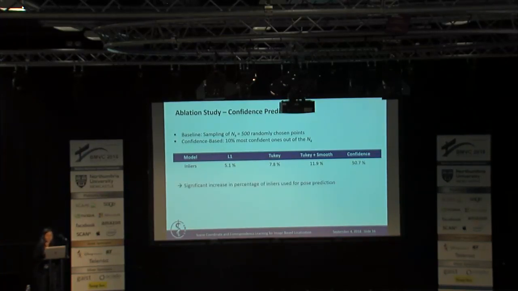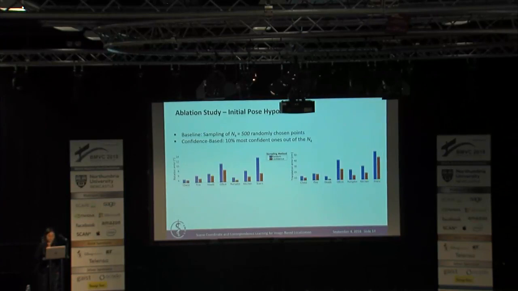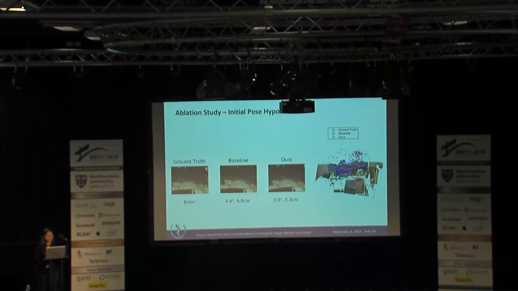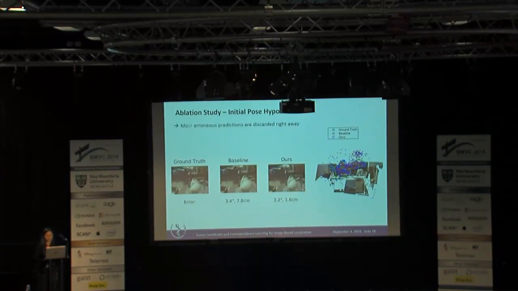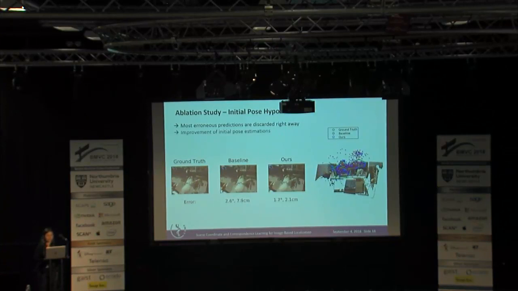And we can see that if we evaluate different models and our confidence prediction, there is a significant increase also in the percentage of inliers of our points, which are then used for pose prediction. Also, if we switch from the correspondences to actual pose accuracy, we can see that the rotation and translational error significantly improves on all of the scenes in the dataset. So here you can see that we have a very good improvement of our initial pose hypothesis and can discard erroneous predictions immediately. Also, to show you some visual results, we reproject the 3D scene using our predicted pose estimate, and we plot the camera trajectories. Here it's again visible that we can remove outliers very efficiently, which results in improvements in our pose estimations.